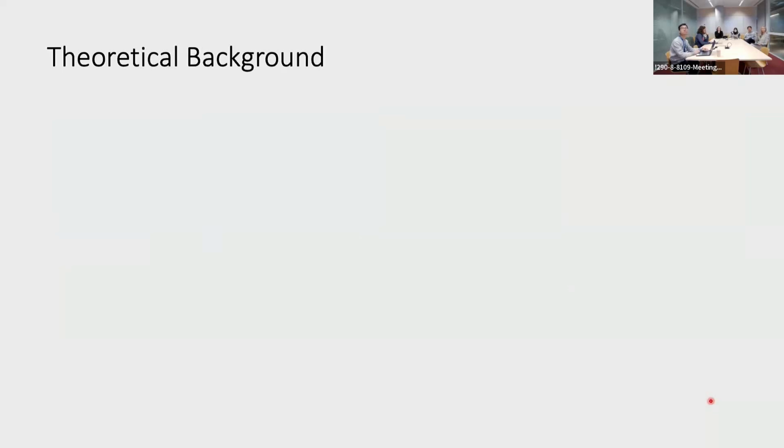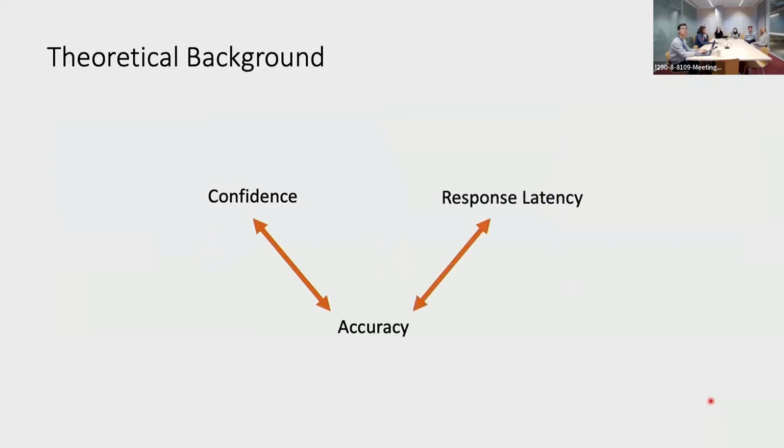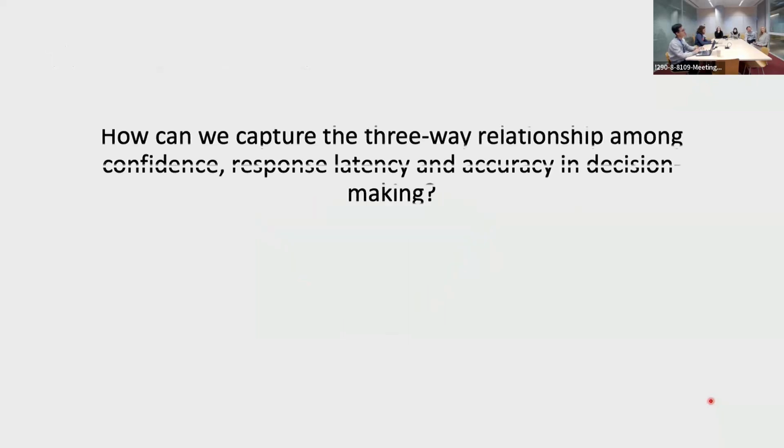A lot of work has been interested in the relationship between confidence and accuracy, or between response latency and accuracy in decision making. However, few of them have looked at how these three measures interact with each other. And a lot of computational models of accuracy tend to focus on confidence, but not latency. So the question we ask here is, how can we use a unified framework to account for the complicated three-way relationship among confidence, response latency, and accuracy?